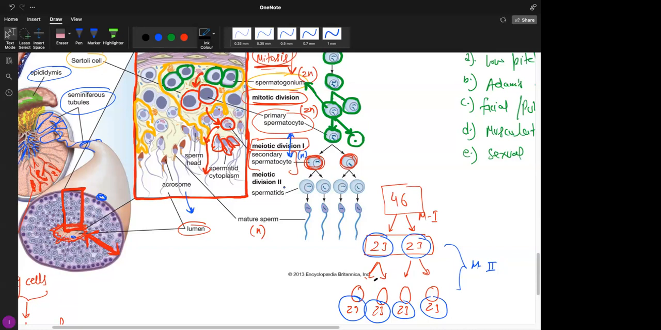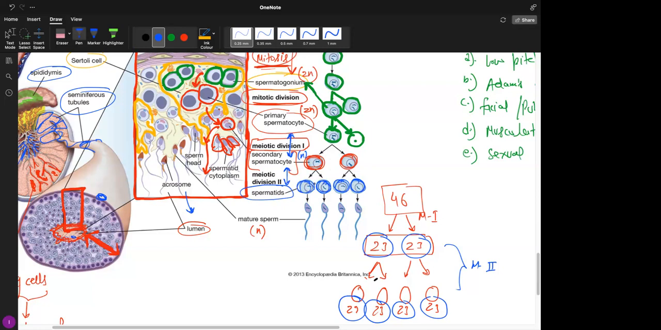Now the secondary spermatocyte still is not fully mature sperm, so it has to complete meiosis 2 in order to become spermatids. And when meiosis 2 finishes, from 2 secondary spermatocytes, you get 4 spermatids. Can you see that? And we call them spermatids because they are not perfect fully sperm.